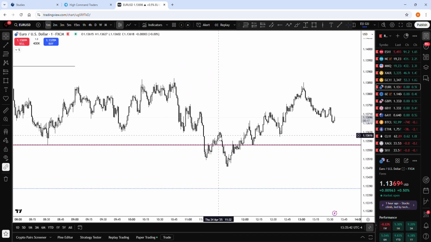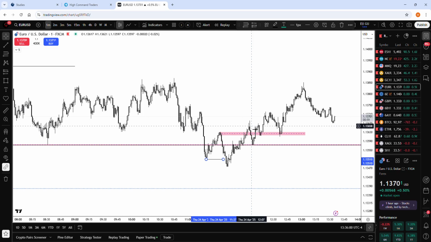Starts moving. Comes back down. Puts in a breaker here. Right? This is the high. Broke the low. Last high that broke the low. And then it gets traded through. Back again. That is market structure shift.